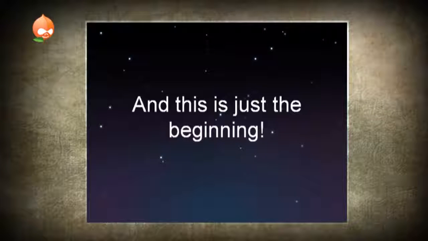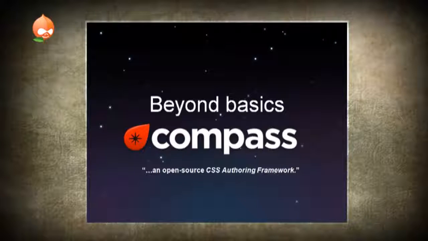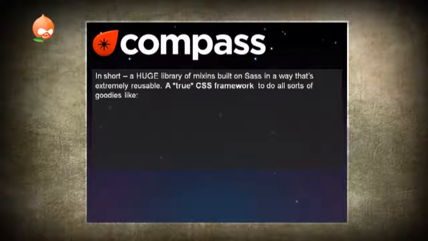And this is just the beginning, and there's lots of documentation on sass-lang.com, and some really great examples to get you started. And beyond the basics, it really gets into a lot of stuff that Compass is being used for. And Compass is what really is truly a CSS framework. I mean, we call Blueprint or 960GS a framework, and they're kind of a framework, but they're not really. Compass is truly a CSS framework. It can do all sorts of things.